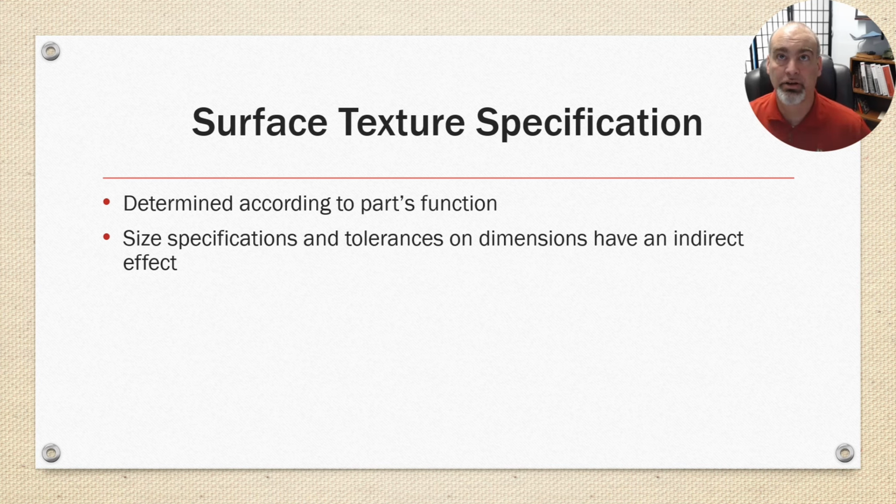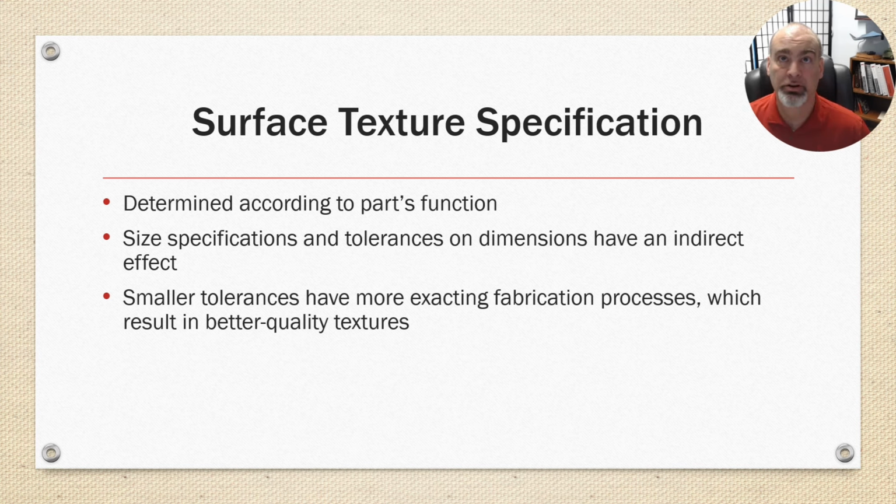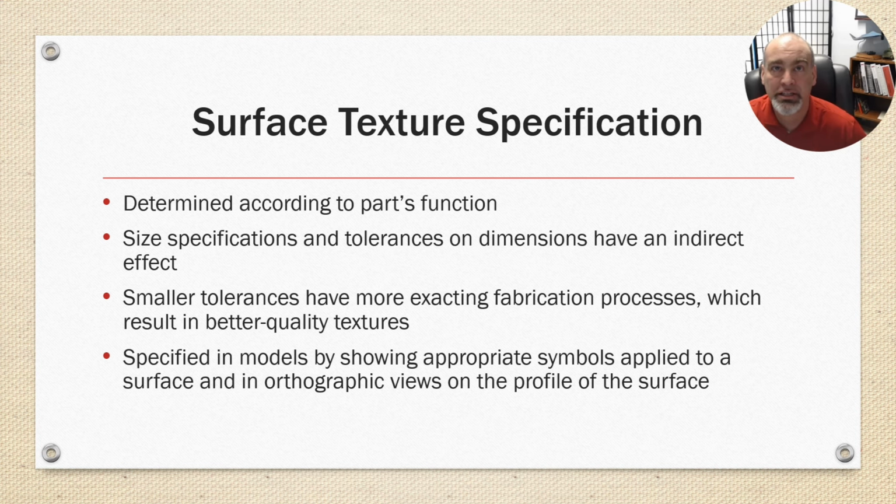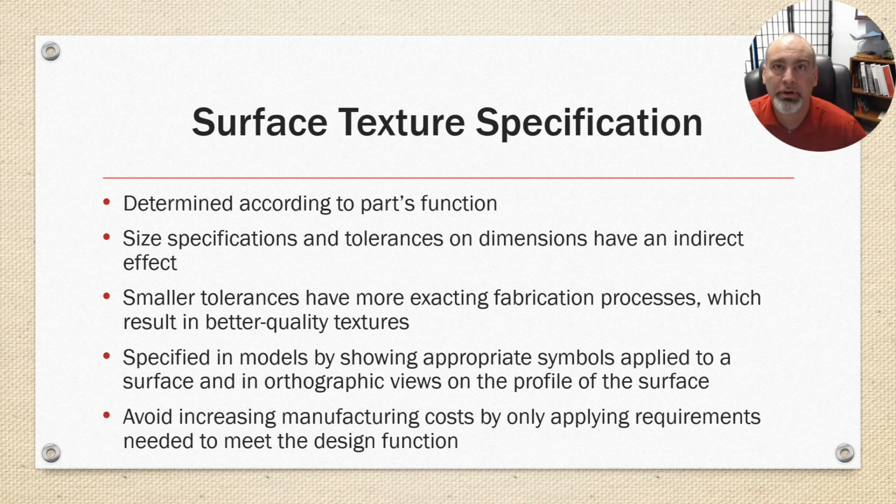Size specifications and tolerances on dimensions have an indirect effect on the function of the part. Smaller tolerances have a more exacting fabrication process, which generally results in a better quality texture. Specified in models by showing the appropriate symbols applied to a surface, and in orthographic views on the profile of the surface. And avoid increasing manufacturing costs by only applying requirements needed to meet the design function. So, like I said, don't put a lot of specifications on the finish unless it's required.